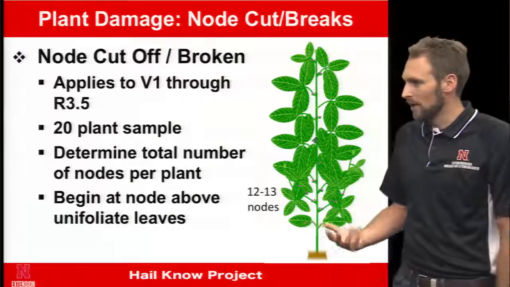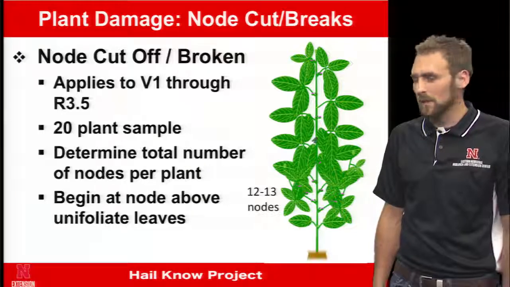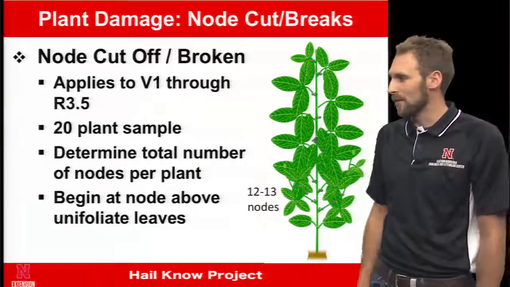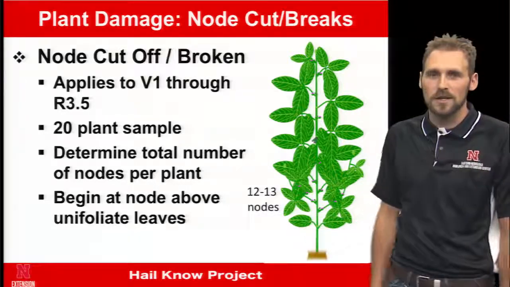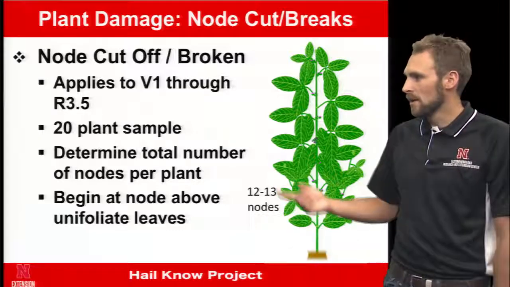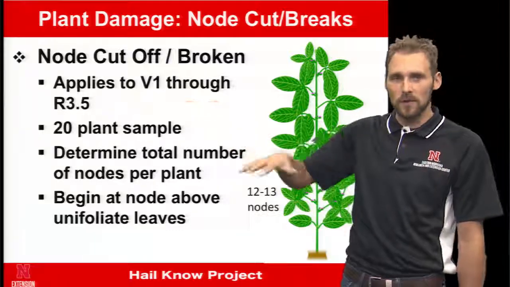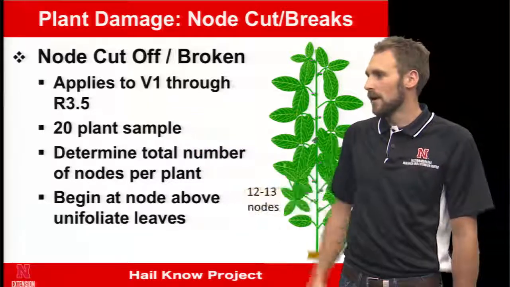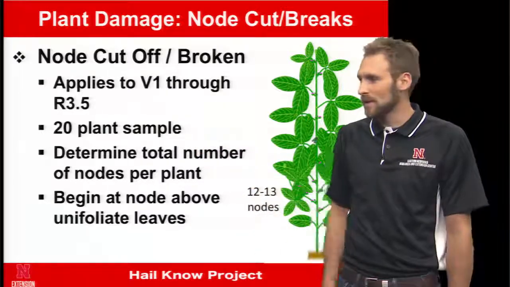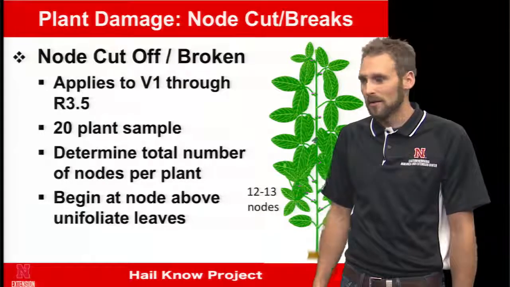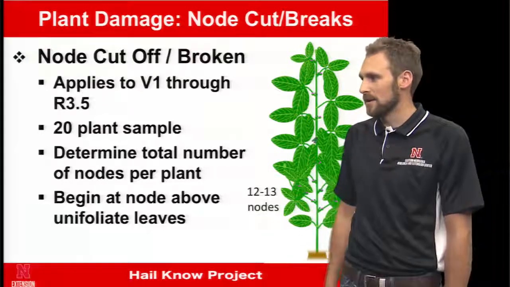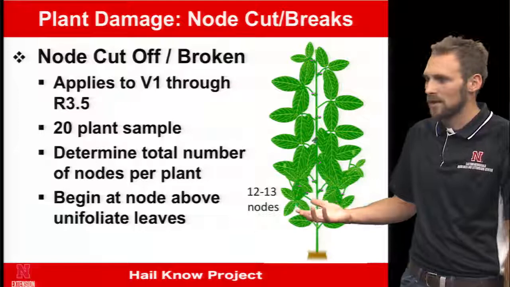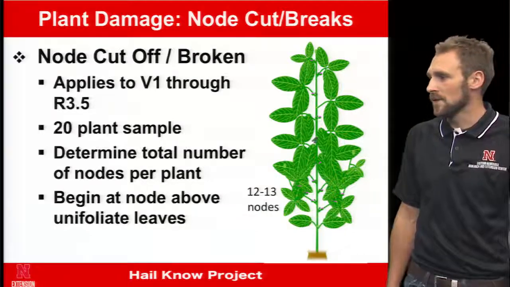We're going to go through a little bit of an exercise here just to explain how this works. Certainly a little bit complicated for me, so I have some illustrations like the plant you see here to show this. But it applies through V1. Remember, V1 is unifoliate stage, all the way through R3.5. You need a 20 plant sample to do this. It does sound like quite a bit when you start doing this, but it's worth it because a large part of the yield loss estimate comes from these node cuts.